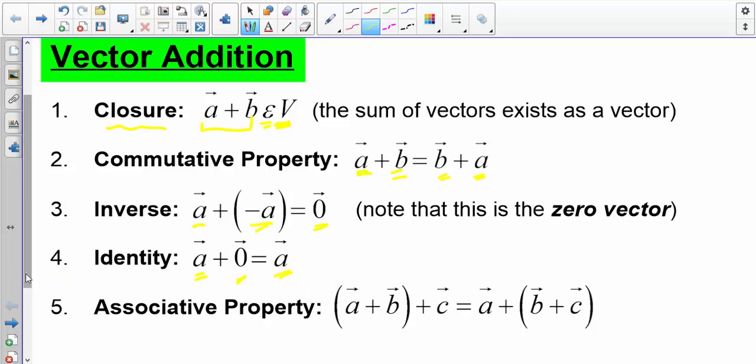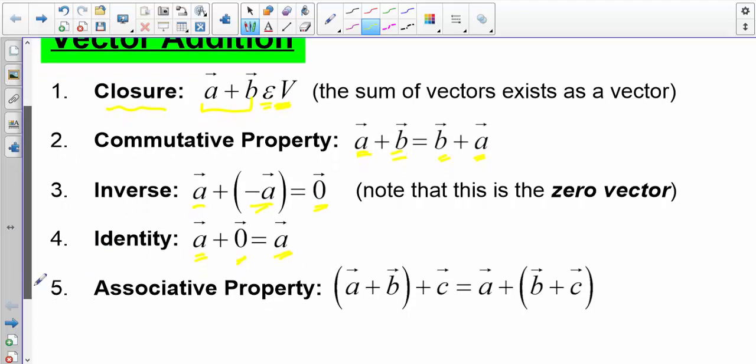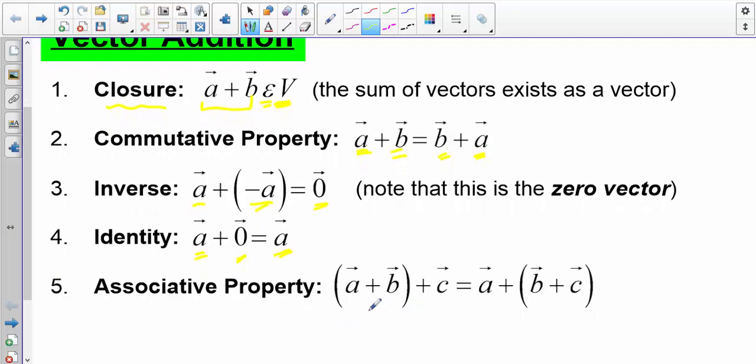Finally, the associative property, which is related to the commutative property. Big picture here, the order in which you add vectors does not matter. I could draw a big diagram and prove that case, but we're not going to get into that for the sake of the argument here. If you added vectors A and B and then added C, that would be the same thing as adding vectors B and C and then adding A to them. So very closely related to that commutative property.